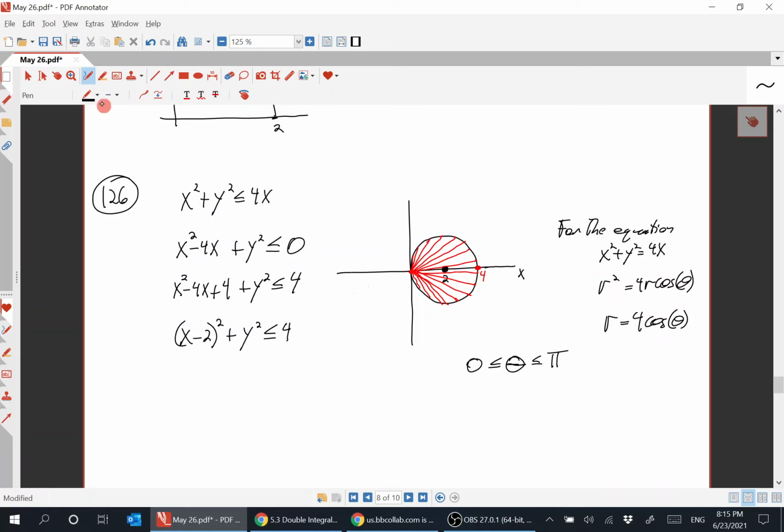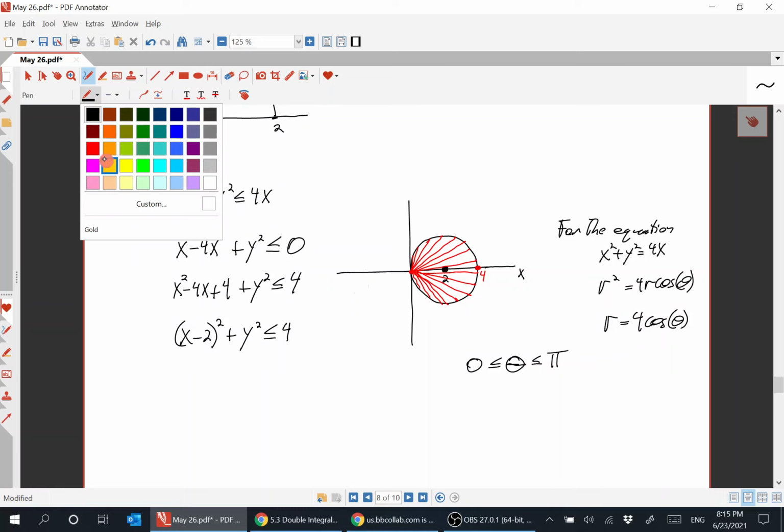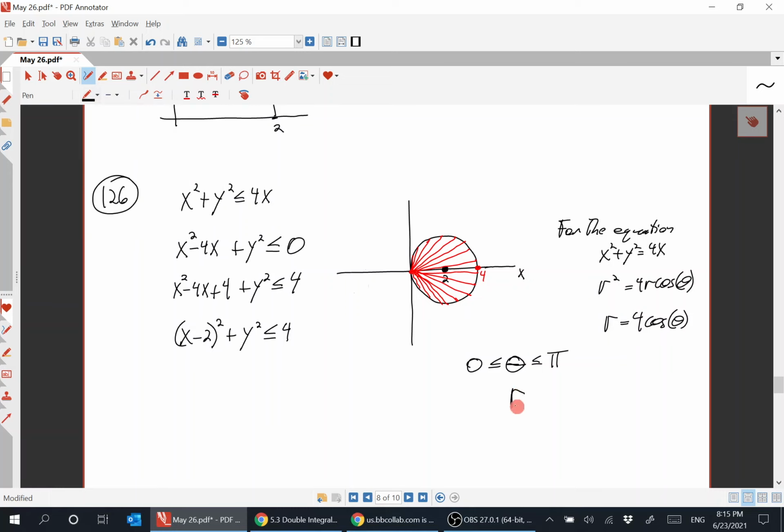So what gives you the inside of that? So r is between what and what? Right? r equal to 4 cosine theta puts you on the boundary of the circle. So what puts you inside the circle?